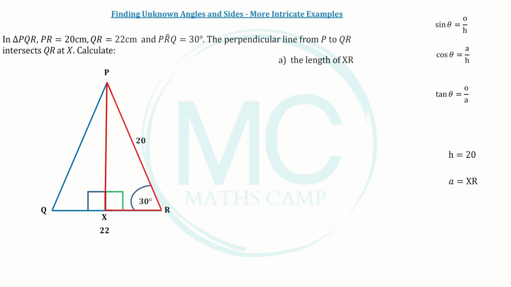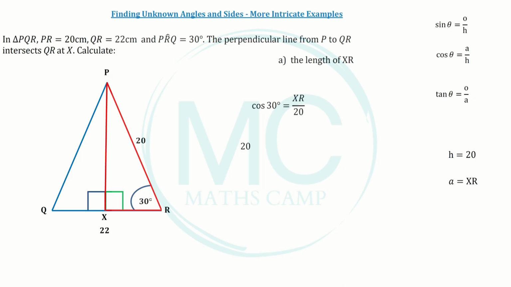So now we can say cos, instead of theta, let's use our angle of 30 degrees, is equal to the adjacent side, XR, over the hypotenuse, which is 20. Now we need to get XR by itself. So let's multiply both sides by 20.